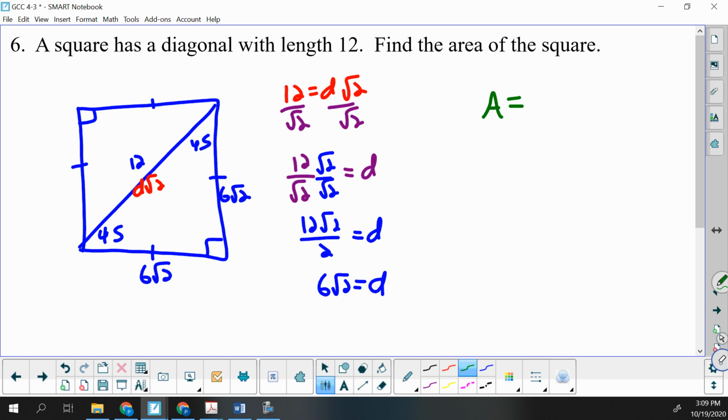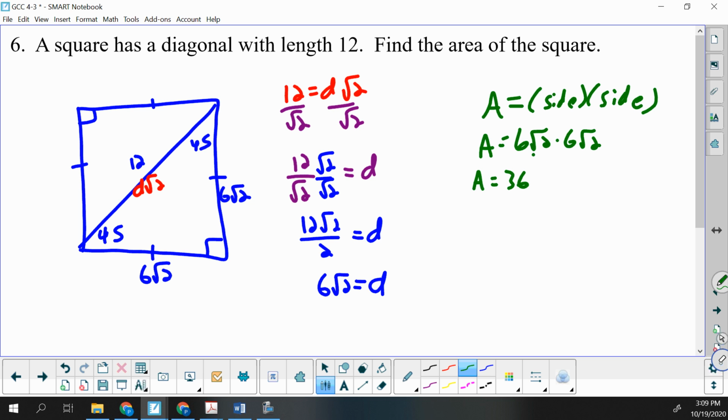Well, an area of a square is just side times side. You could think length times width, but they're really just the same. So we have 6 square root of 2 times 6 square root of 2. So that's going to be 36, and then square root of 2 times square root of 2 is just 2. So our area here will just be 72. It's an area, so we'll throw on units squared.